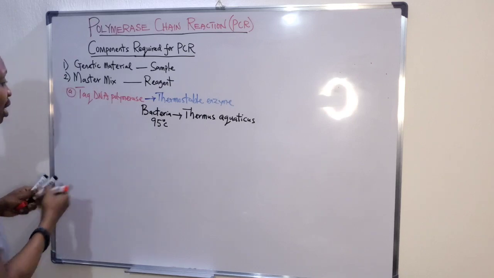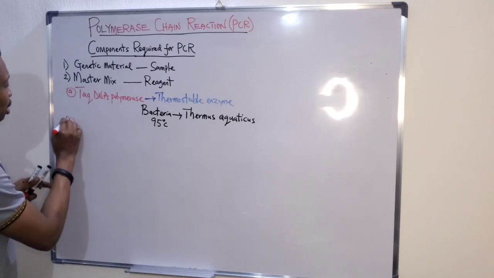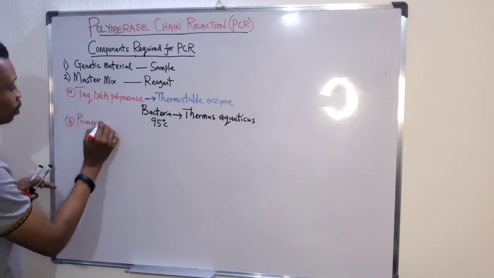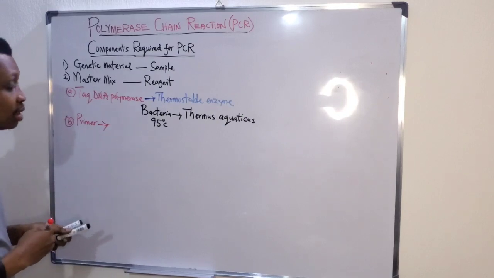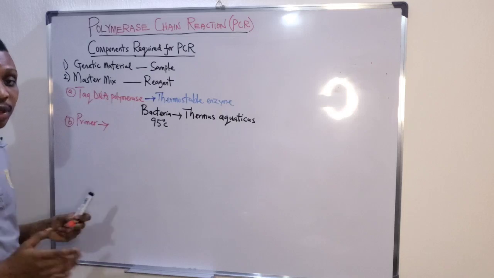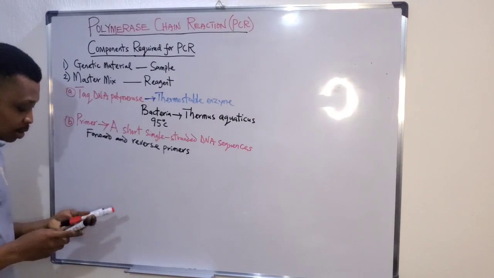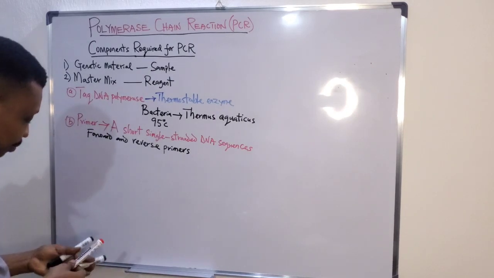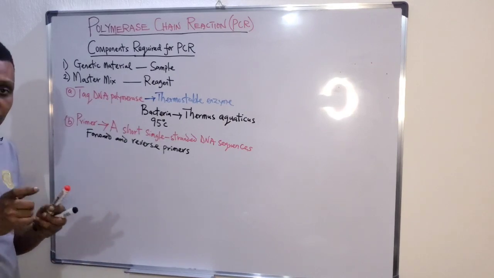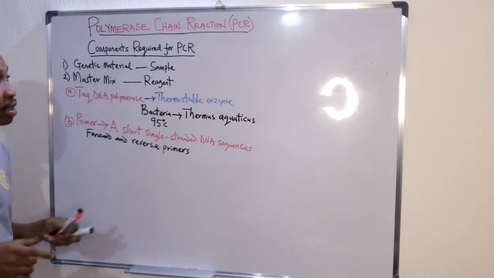Another component of the master mix is the primer. Now, a primer is a short single-stranded DNA sequence. So we have both the forward and the reverse primers. Now, these primers are designed to be complementary with flanking sequences.